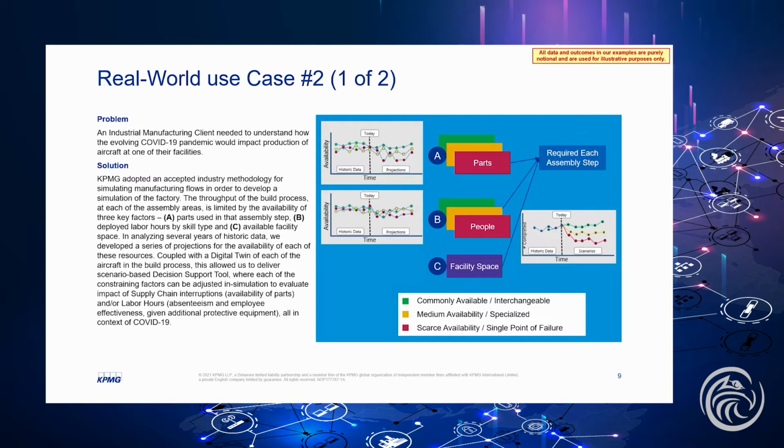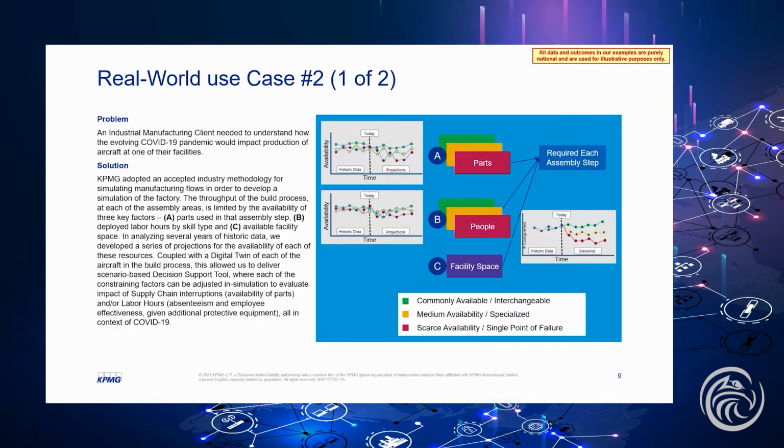Each of these three can be thought of as requirements at every step of the assembly process. If any one is missing, then the work cannot be completed and move on to the next step of the line. Let's first take a look at parts.